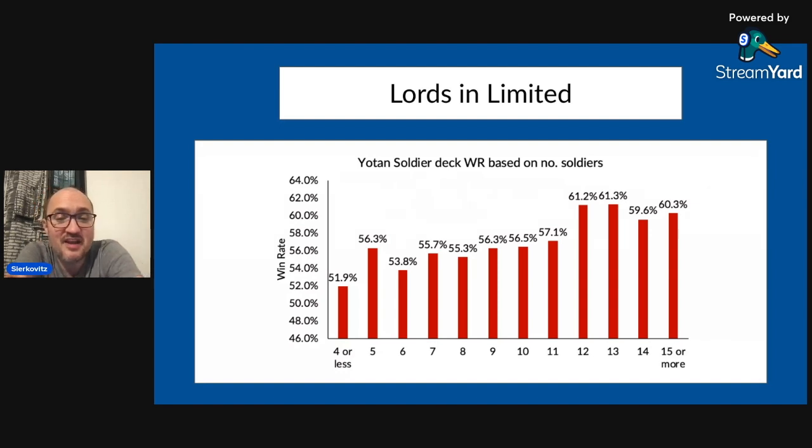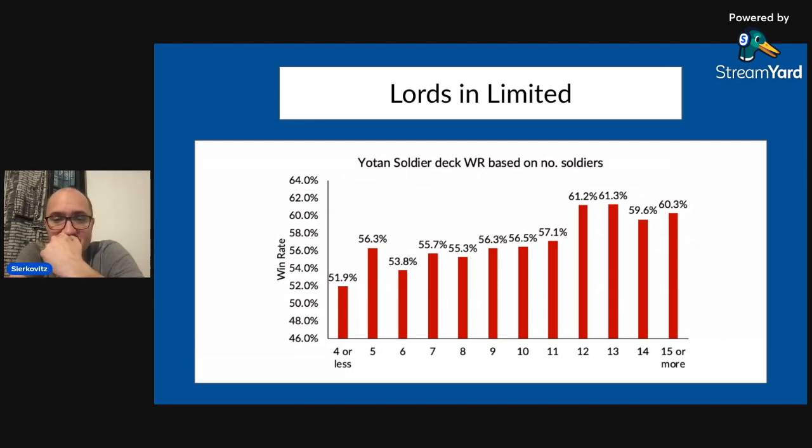So if you had like 4 or less soldiers apart from your Yoshin Soldier, the win rate was around 52%. And it slowly grows. I mean, at 5 it's weirdly 56, but these numbers are based on a small enough sample size that maybe there is variance involved in that. But those win rates slowly climb: 53.8 at 6 soldiers, 55.3 at 8 soldiers, 56.5 at 10 soldiers, and then you cross this magic number of 12, and you get win rates in the 60% range.